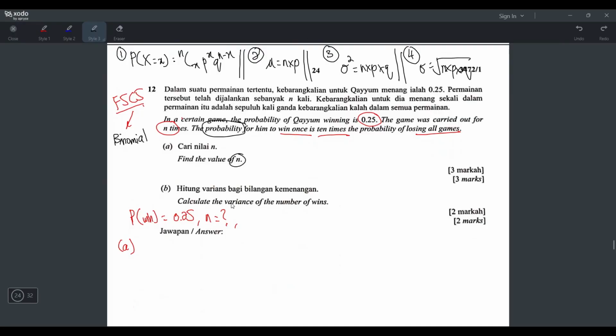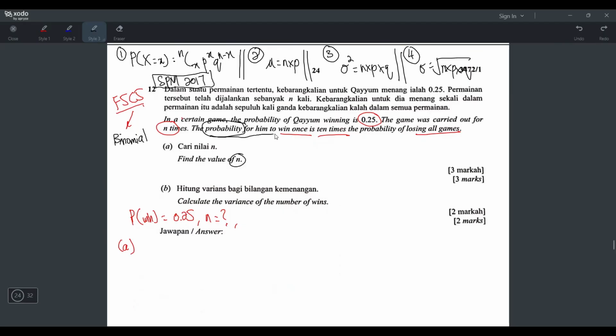All right, before I continue, I just want to mention this question, question 12, is exactly the same as SPM 2017. Exactly the same. When I say exactly, I mean that the values are also the same, the part to find n is also the same, the requirement of the question is also the same, just the name is not the same. The Kayom, they use another guy's name, but everything else is exactly the same.